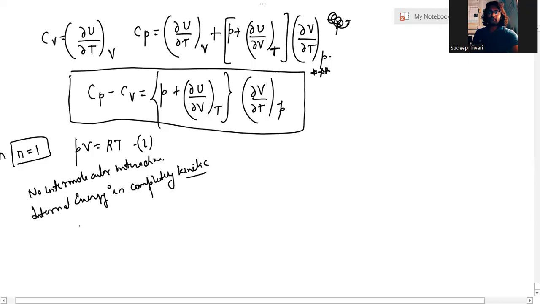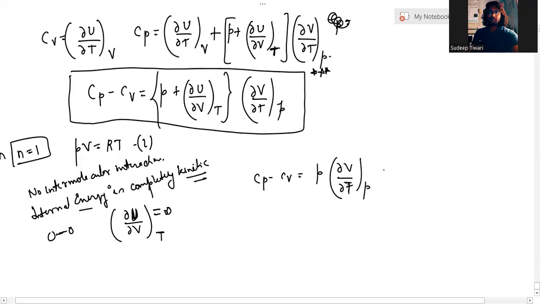And so I can say that the potential energy between two gas molecules depends upon the volume. So my del U by del V turns out to be zero, because the internal energy is completely kinetic and there are no intermolecular forces. So the interaction term would be zero, and the interaction term would depend upon the volume basically. So the del U by del V term at a constant temperature becomes zero. So what happens is my Cp minus Cv turns out to be P times del V by del T at a constant pressure, specifically for ideal gases.